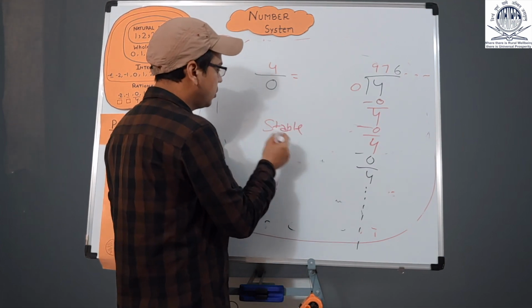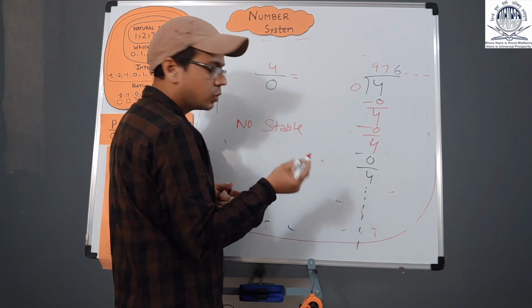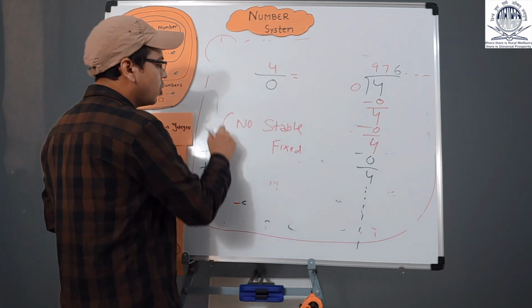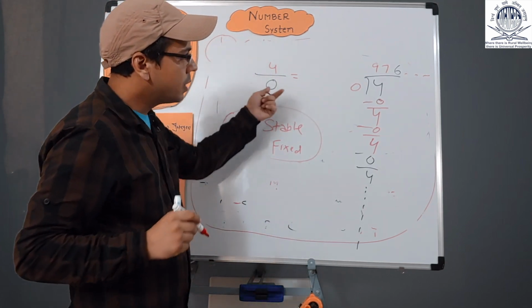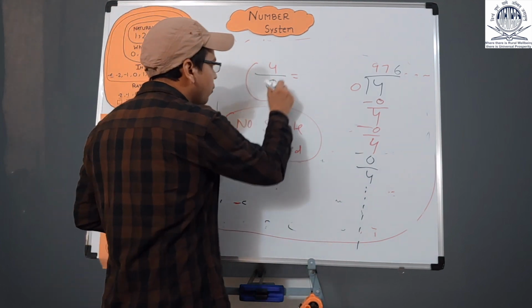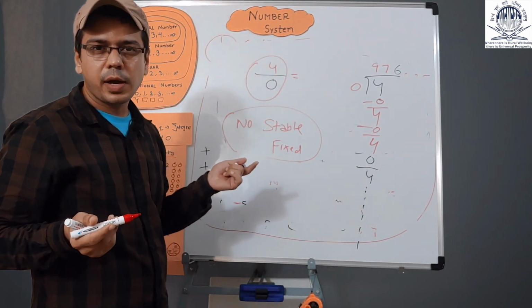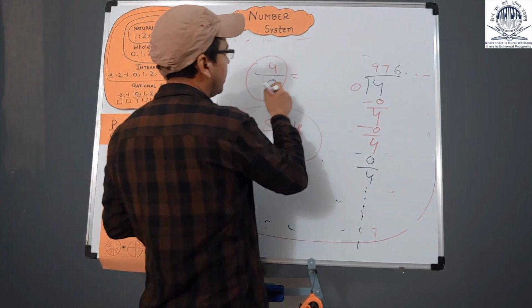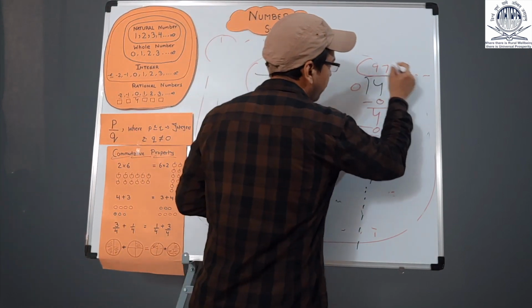Not? Okay, so I'll say no stable answer or no fixed answer. So when you are not getting a fixed answer or a stable answer, can you say that you can define the value of 4 by 0? Can it be defined?